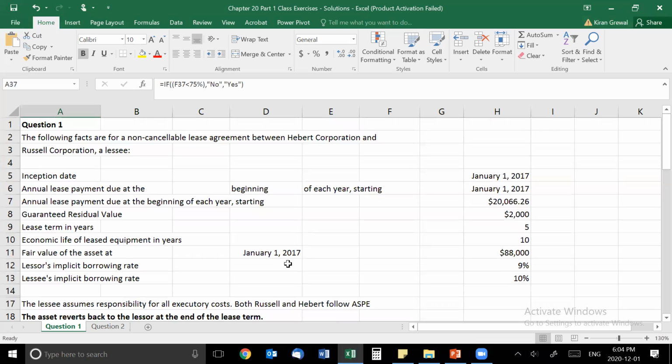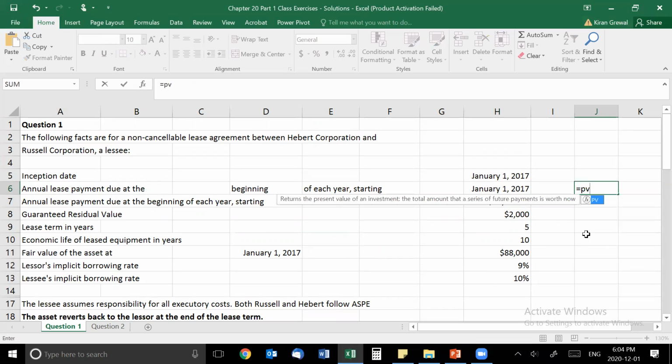The last test is the investment recovery test. So here we need to determine, is the present value of the lease payments at least 90% of the fair value of the asset? Okay, so fair value is 88,000. To do this question, we first have to calculate the present value. So I can do this up here. So we can do this with Excel.